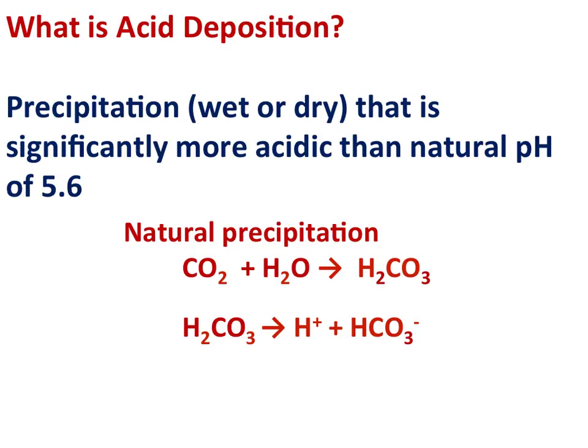Before going any farther, let's define acid deposition as precipitation, wet or dry, that is significantly more acidic than the natural pH of rainfall at 5.6. That's right, rainfall is naturally acidic at 5.6. Acid rain needs to be significantly more acidic than 5.6 to be considered a pollution problem.